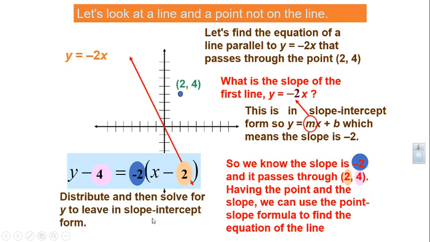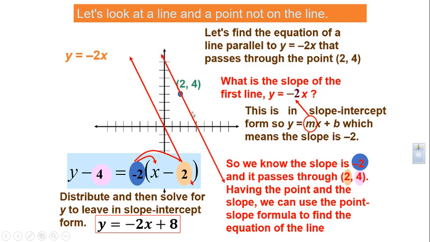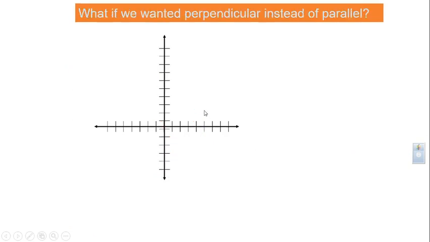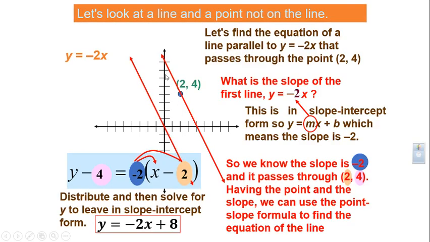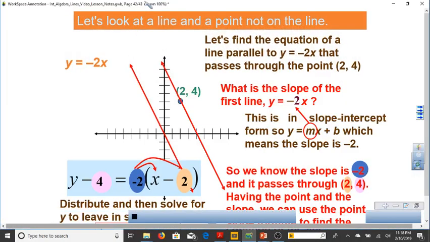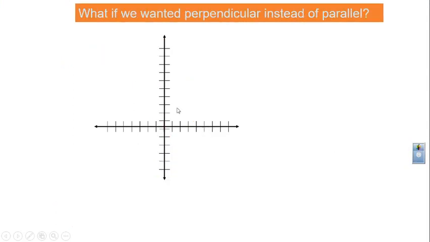And then solve for y. Once I solve for y, distribute the parentheses and combine like terms. We get y equal to -2x plus 8. So then I plot the point 8, and then I can use the slope to get the same value, down 4 over 2. And there we have our answer. Very easy. Once you know the slope of one line, the same slope will work for parallel lines. What if we were doing perpendicular instead of parallel?